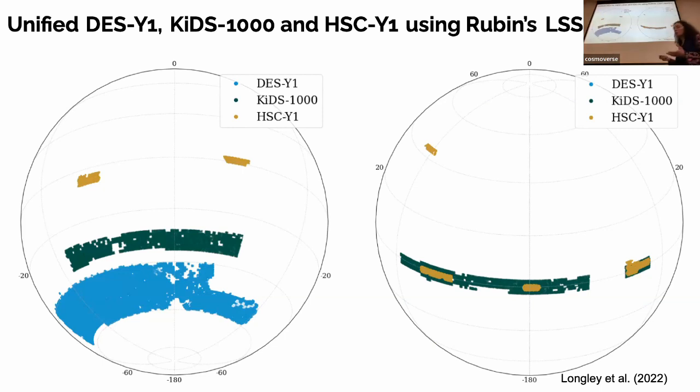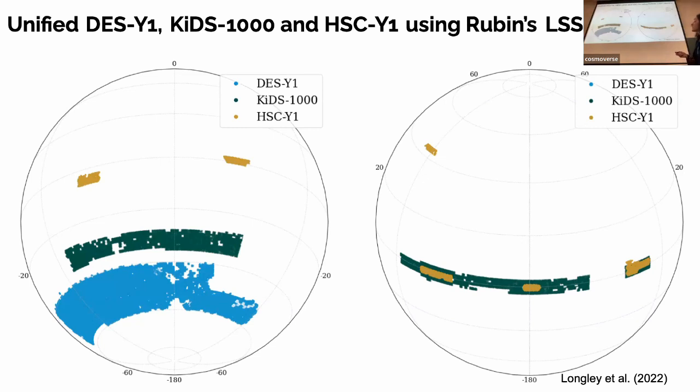So I told you about these 3 surveys, but what if we combine the results of these 3 surveys? This was done in a relatively recent paper by the Rubin LSST team. So they looked at combining KiDS-1000, HSC year 1, and DES year 1 data. And you can see the maps here.